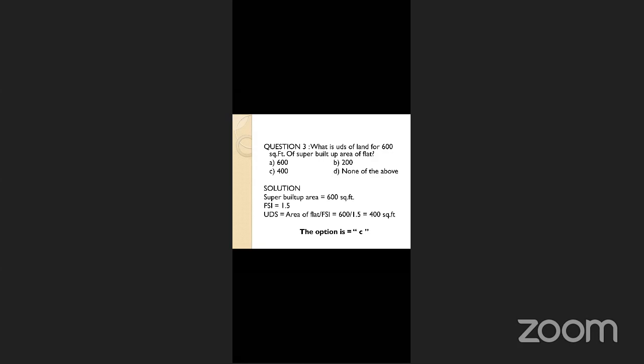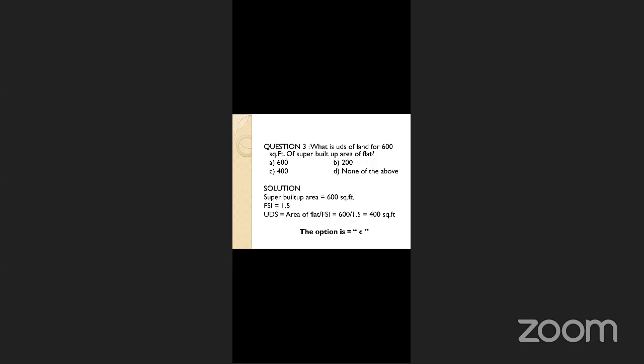Fine. So next question: what is the UDS of land for 600 square feet super built-up area of flat? Same, instead of 900, you put 600. So 600 divided by 1.5. There are only two types of flats, one is 900, one is 600. So for the 600 flat he will get 400 square feet.